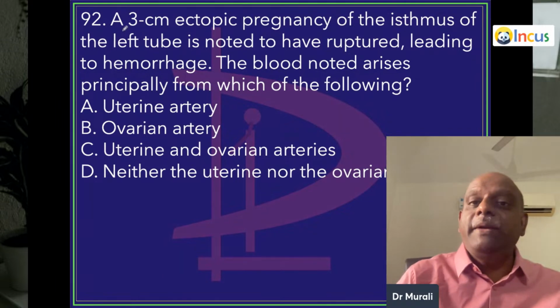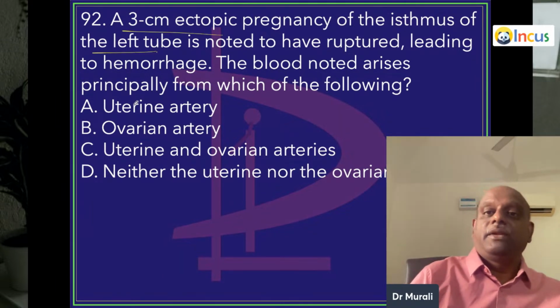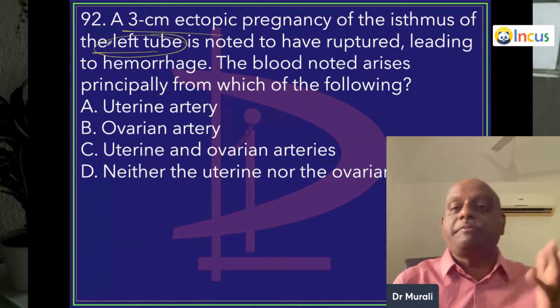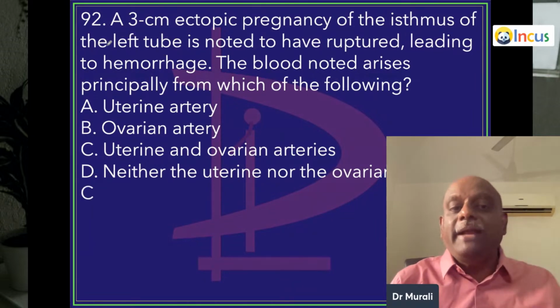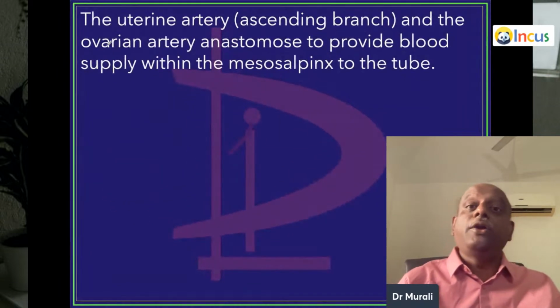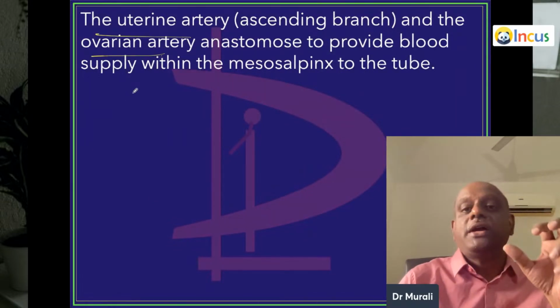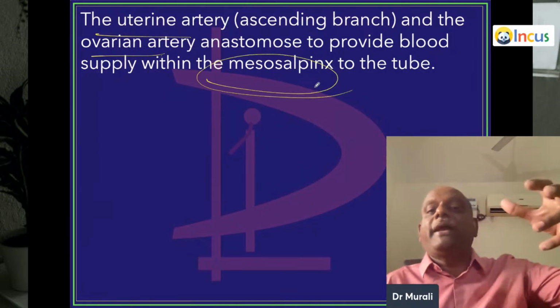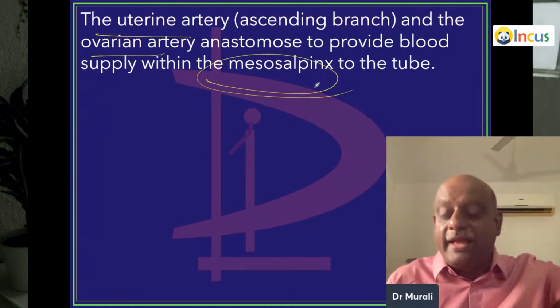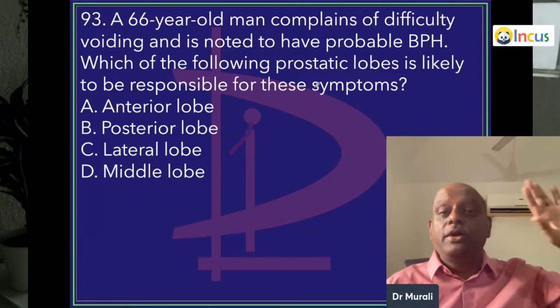So a 3 centimeter ectopic pregnancy of the isthmus of the left tube is ruptured. So where do you see the blood? The uterine artery and the ovarian artery, they both anastomose. They provide the blood supply within the mesosalpinx of the fallopian tube, is what you need to remember.